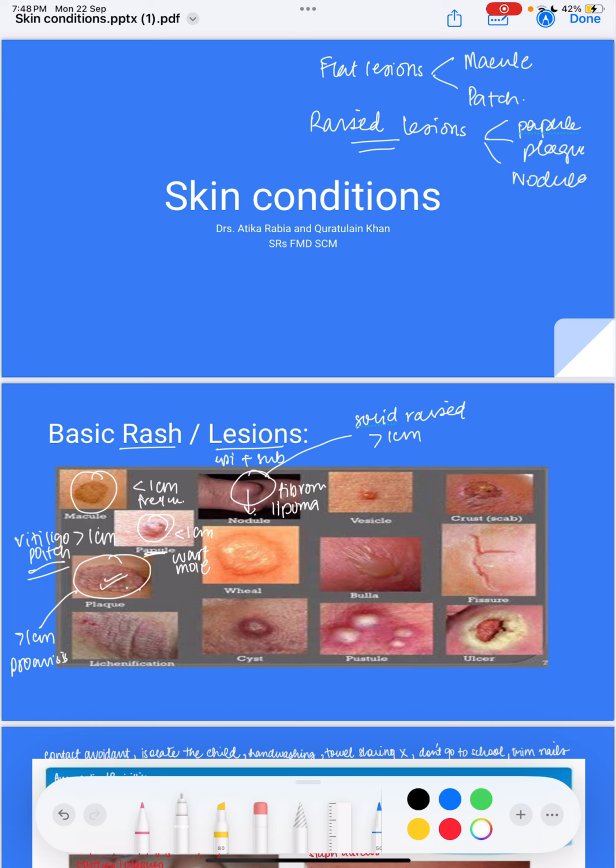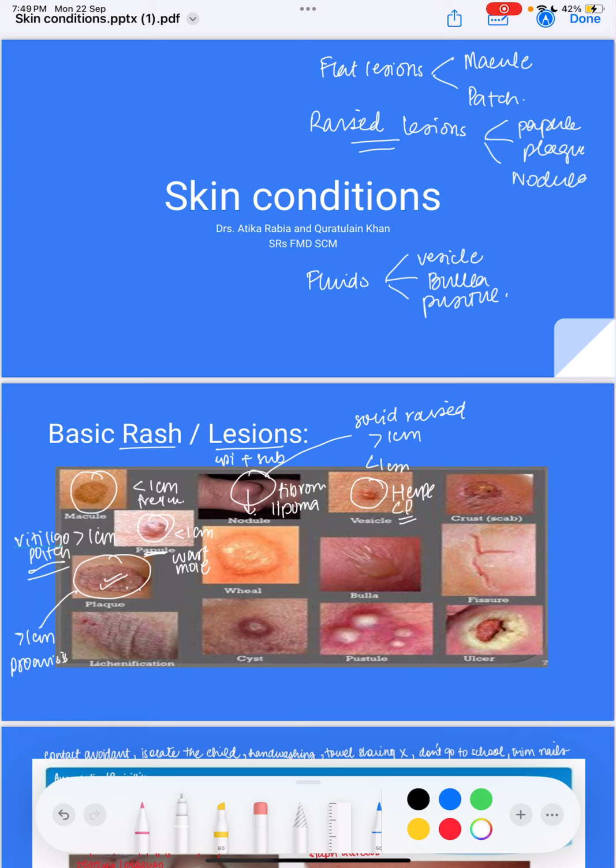Now let's look at the fluid filled lesions. So this is raised, and now let's look at fluids. So with fluids we have three. We have a vesicle, and then the next thing is we have a bulla, and then we have a pustule. So how do we distinguish it? Vesicle is less than 1 centimeter, and it's like herpes, chickenpox, okay?